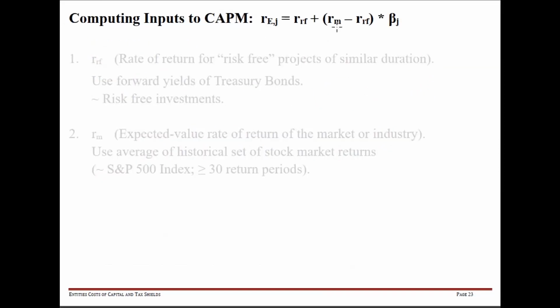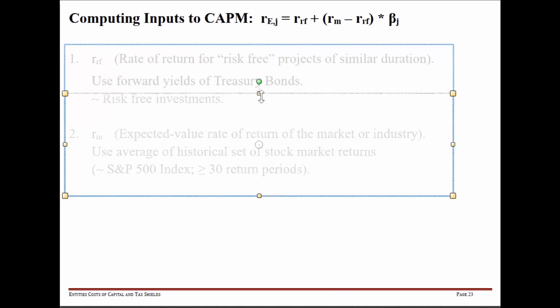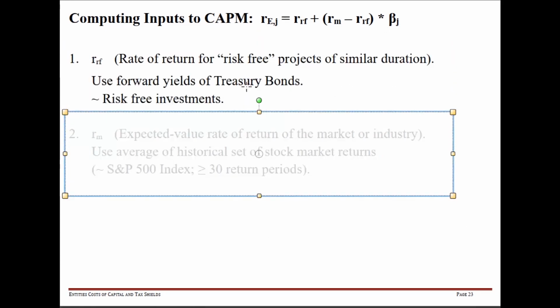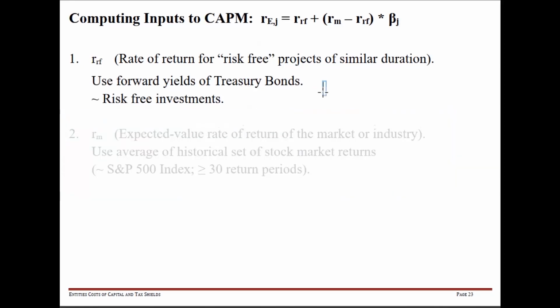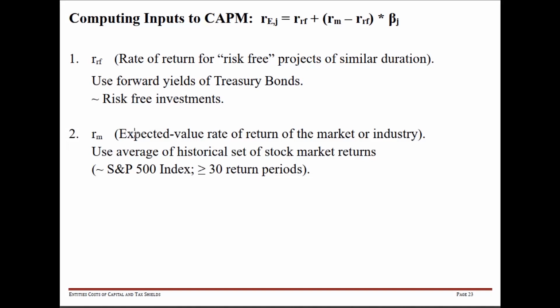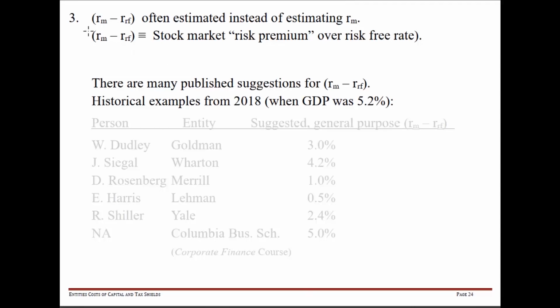And how do we get our beautiful inputs for the CAPM model? Well, like we said, for the risk-free rate, treasuries are a good proxy. So we go right to treasuries for that. RM really is the expected value rate of return on the market. So just go out there and get 30 years of returns of the S&P 500, take the average, and blammo, you've got it. Also, however, you should know a lot of people, instead of estimating RM, estimate the increment of risk of the market over the risk-free rate, or what we like to call the stock market risk premium.